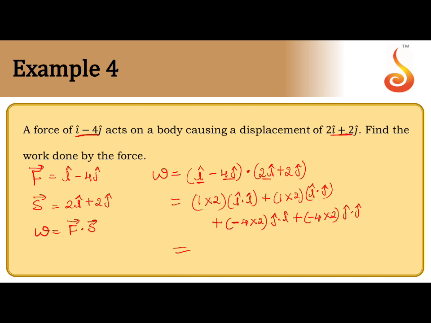This will be equal to, this term is 0 because i dot j is 0, j dot i is 0. These terms are going to be equal to 0. So this is 2 because i dot i is 1. This is minus 4 into 2, minus 8. j dot j equal to 1. So the answer will be minus 6 joules.